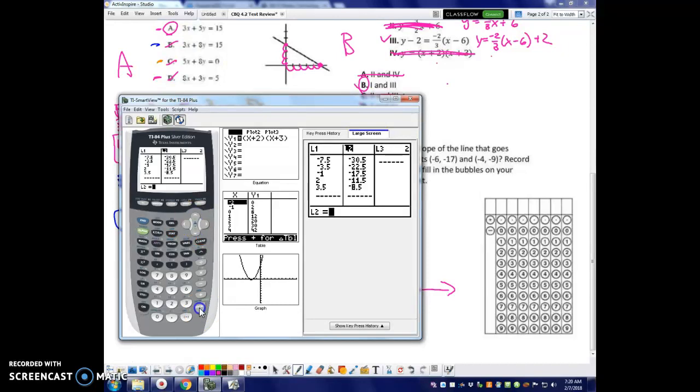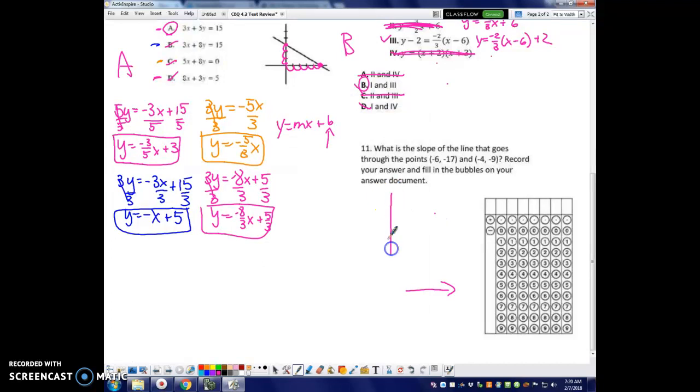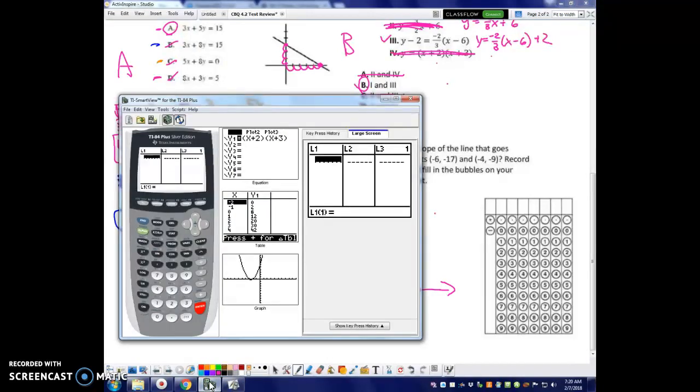Let's clear what we have. Okay, so remember the x's go in one spot and the y's go in another spot. If you have to line it up, do it. So we have (-6, -17), (-4, -9). Don't mix up what you're typing in. So -6, -4, and then -17, -9.